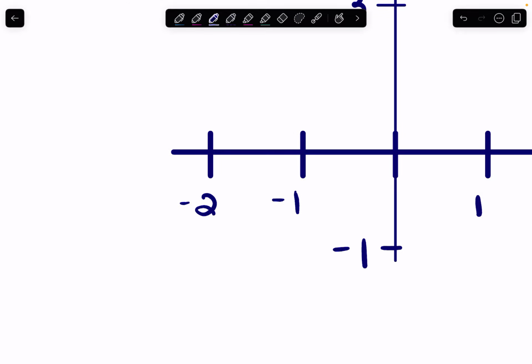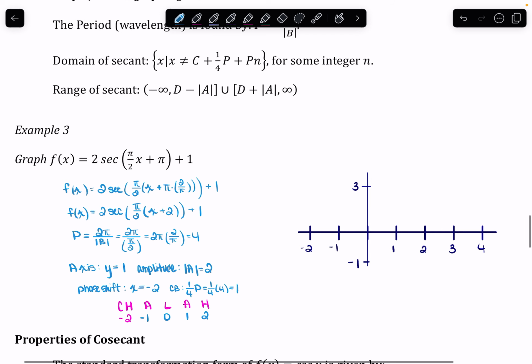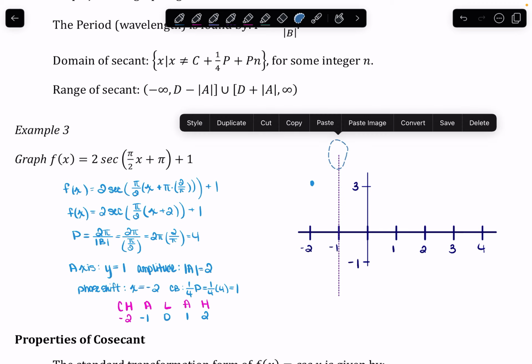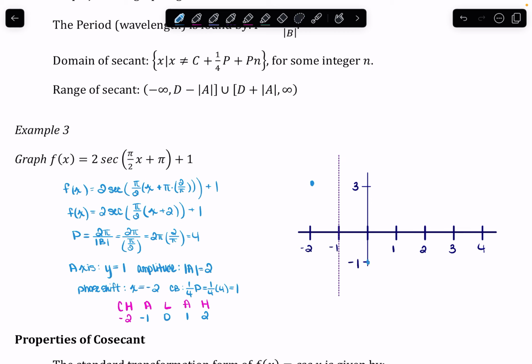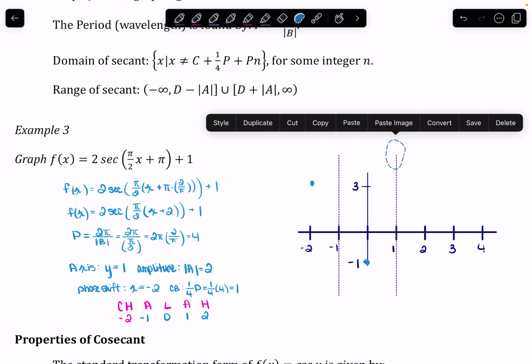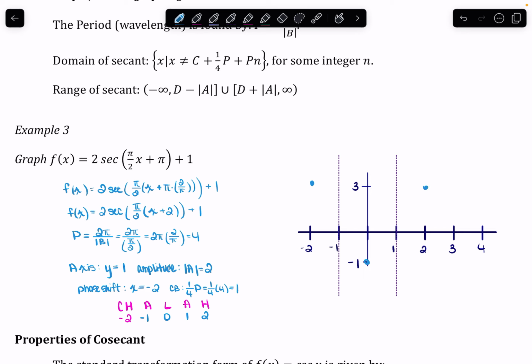All right, graph. So we have a high at -2. Highs and lows, dots. A's, asymptotes. We have an asymptote at -1. We have a low at 0. We have an asymptote at 1. High, 2. Asymptote, 3. Low, 4.